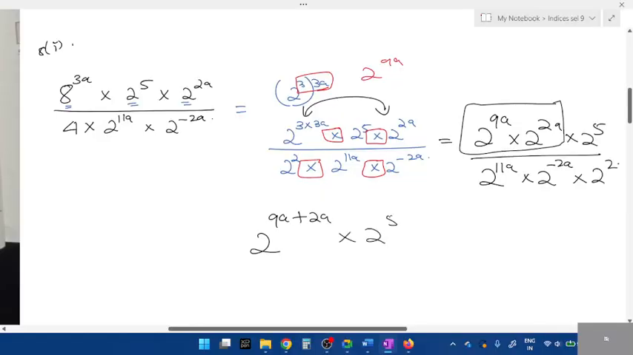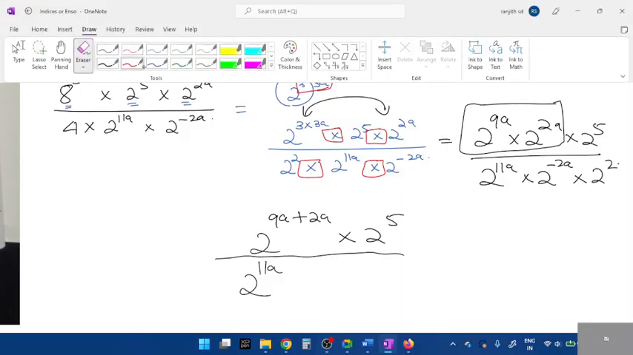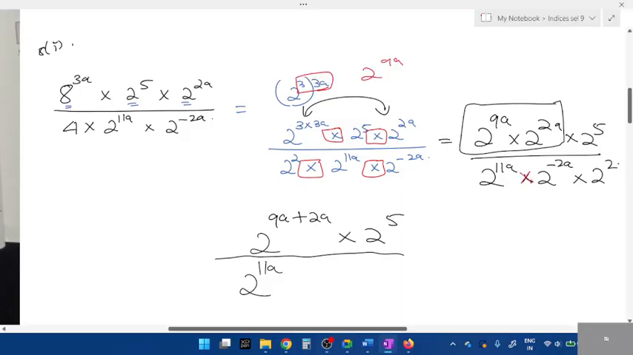Is it clear? Divided by 2 to the power of 11a, for multiplication plus, and it is minus 2a, right? You can write it in brackets or you can straight away write what is plus into minus? Minus 2a. I'll write it directly. So don't get confused. Starting we have, for multiplication, plus into minus is minus 2a into 2 square.